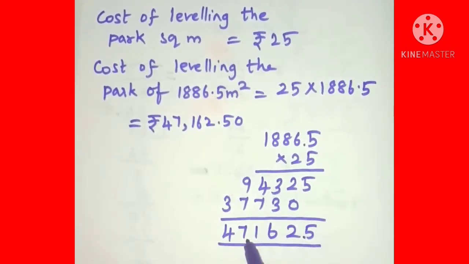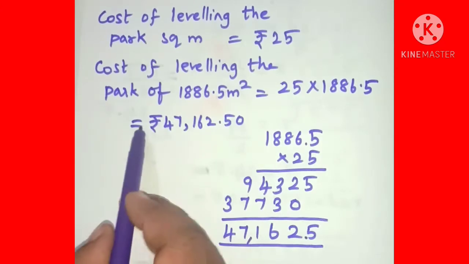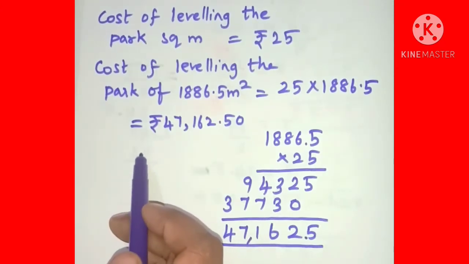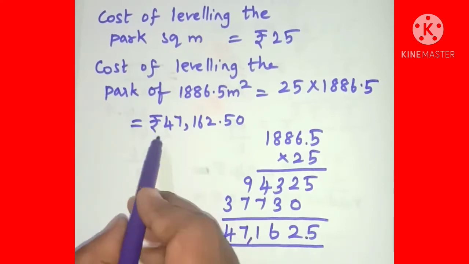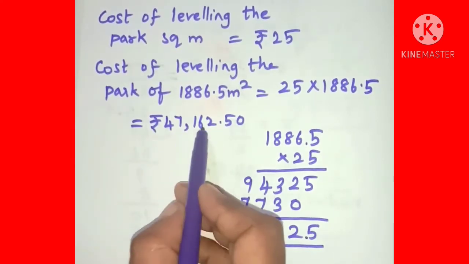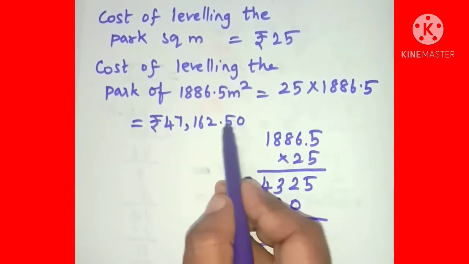That is 47162.5. It can be read as 47,162.5. So that is the cost of leveling the park of 1886.5 square meters, which is rupees 47,162.50.